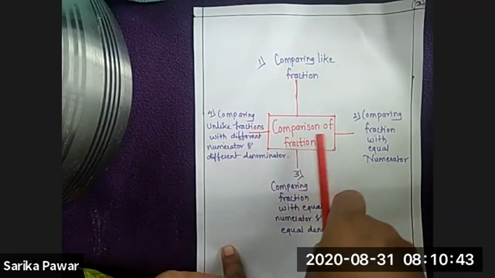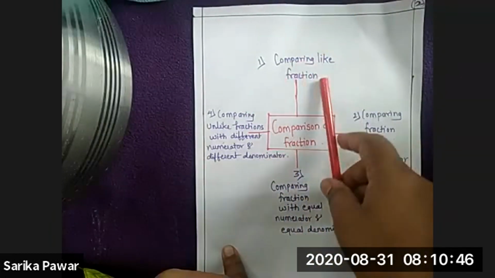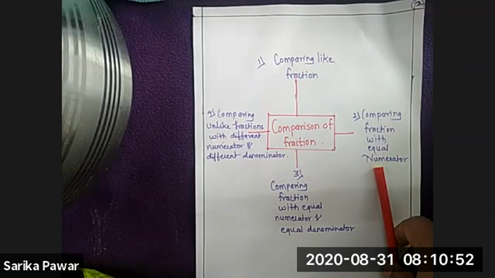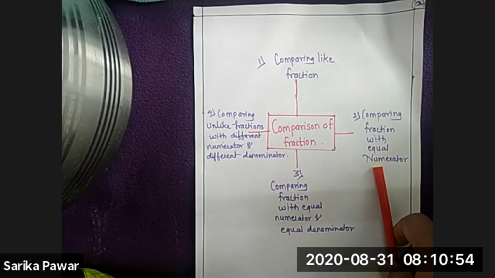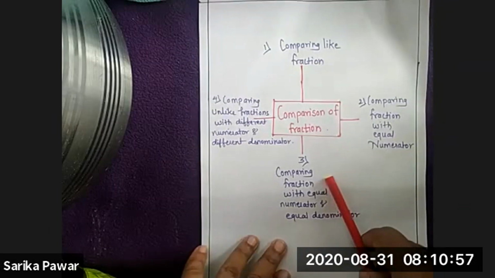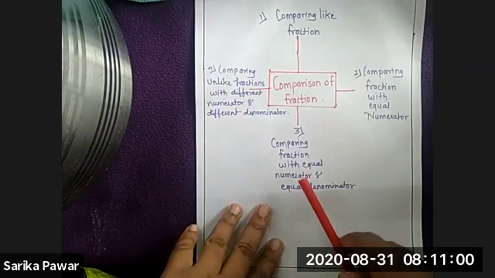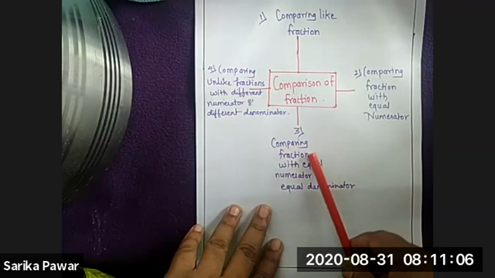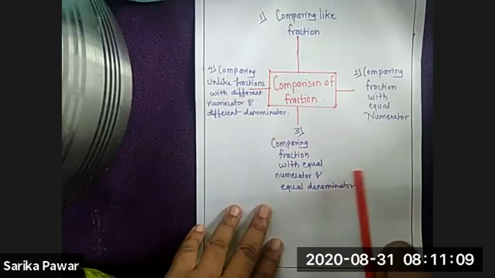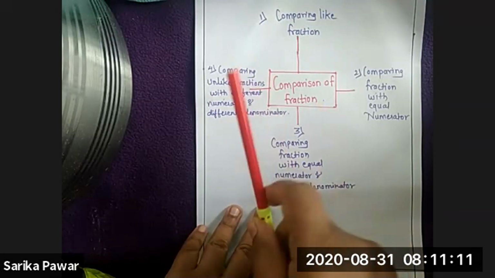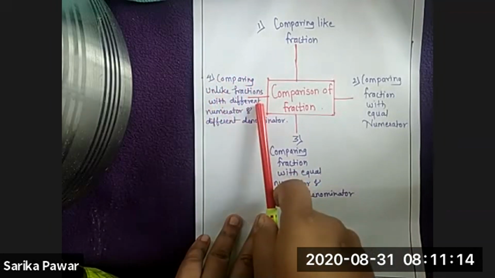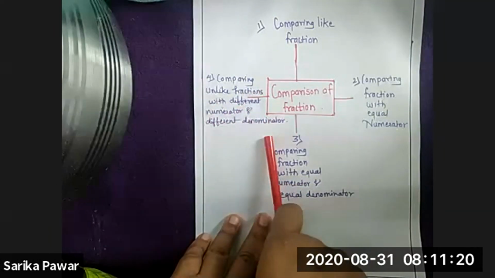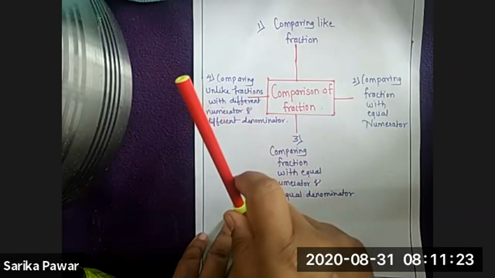So in comparison of fractions, the first part is comparing like fractions, and the second is comparing fractions with equal numerators. Those fractions that have equal numerators, we are going to compare today. Third, comparing fractions with equal numerators and equal denominators. Those fractions that have equal numerators and equal denominators, that also we are going to learn. And the fourth one is comparing unlike fractions, meaning those fractions that have different numerators and different denominators. In these fractions all numbers are different.